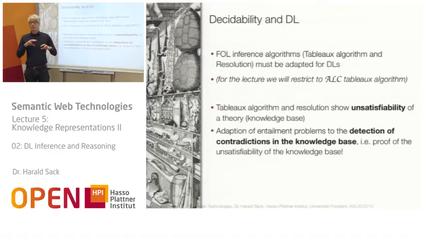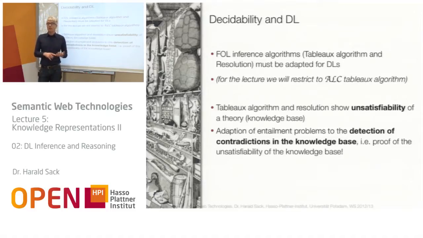And in the course of this lecture, we will restrict ourselves to the ALC Tableau algorithm and not the more complicated SHOIQ or SROIQ algorithms because we don't have the time for that. But in principle, it works in the same way. So with the Tableau algorithm, you know that also for resolution, we show the unsatisfiability of a knowledge base or of a theory. Therefore, what we do is we try to make an adaptation of the entailment problems to the detection of contradictions in knowledge bases.